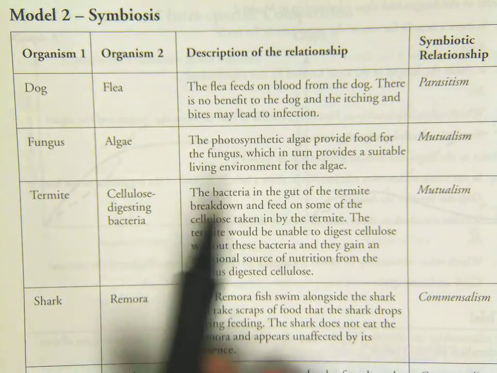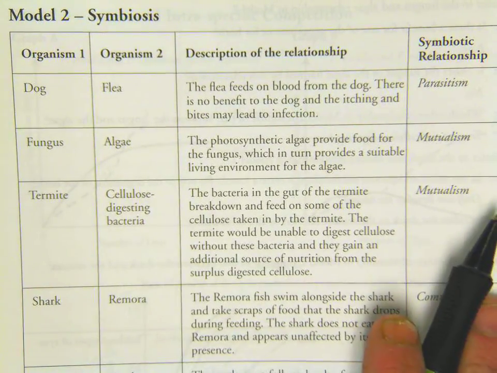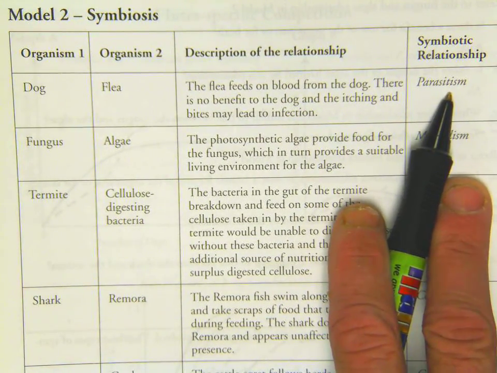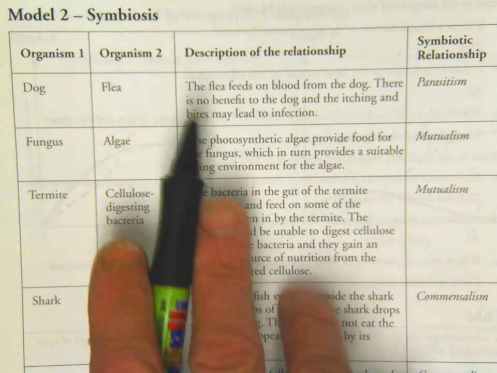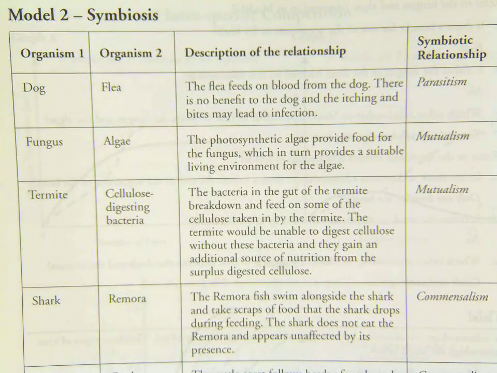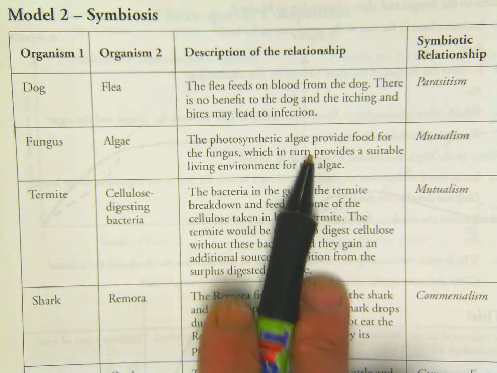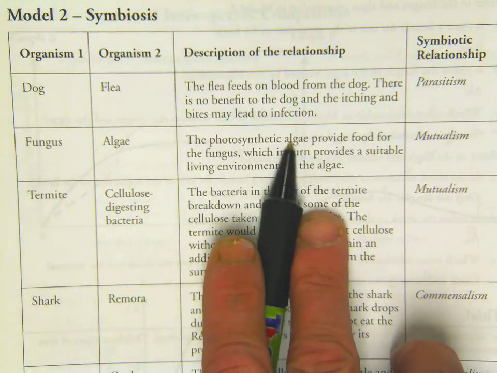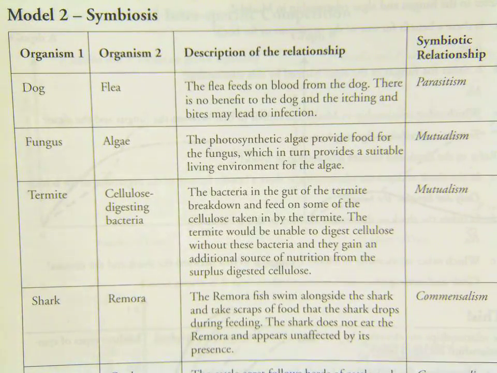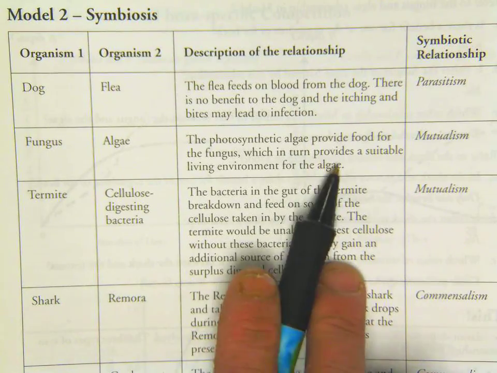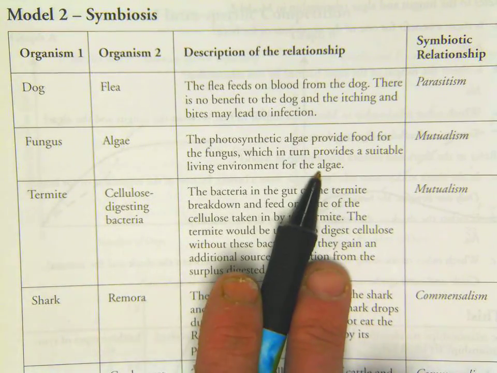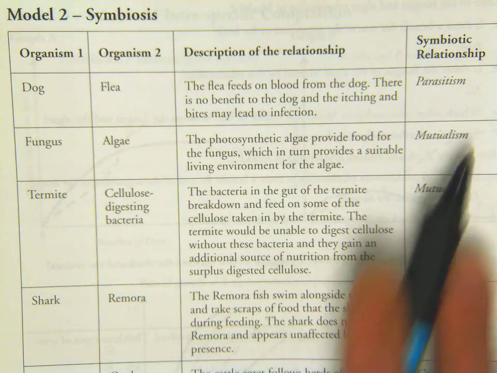One would be, here's a classic example, a dog and a flea. This would be an example of a parasitism symbiotic relationship. The flea feeds on the blood from the dog. There is no benefit to the dog, but yet the itching and bites may lead to infection. Mutualism is fungus and algae. This would be a lichen here. The photosynthetic algae provide food for the fungus, which in turn provides a suitable living environment for the algae. This would be an example of mutualism.